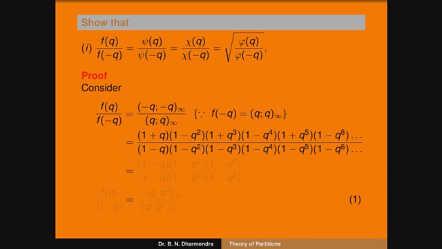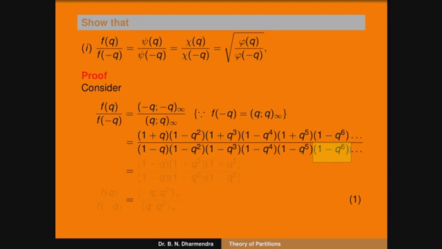Now we can cancel the even terms, in both the numerator and denominator. The numerator has 1 minus q square, and the denominator also contains 1 minus q square. Here the term is 1 minus q to the power of 4, and the denominator also contains 1 minus q to the power of 4. The next term is 1 minus q to the power of 6, and here also 1 minus q to the power of 6. You can cancel the corresponding terms. So therefore we get only the odd terms.